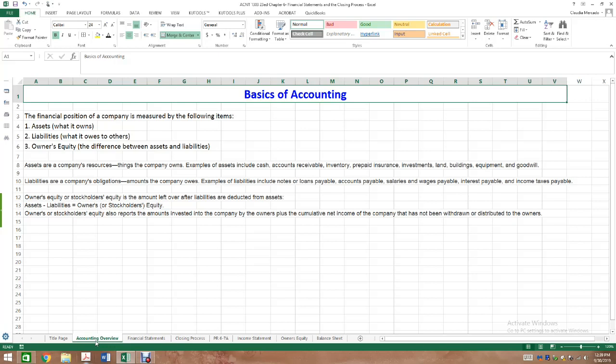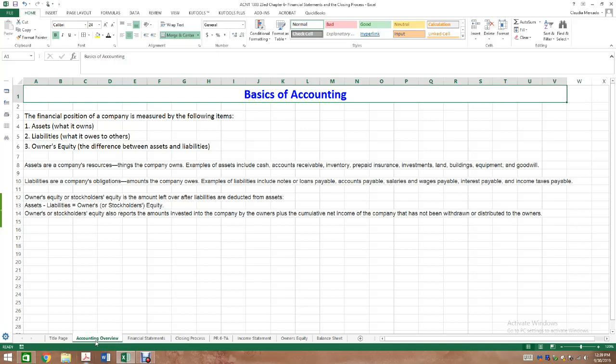Now, this particular chapter is very heavy on the closing process and preparing your financial statements. You will have several problems on your test that deal with preparing financial statements. You do need to know how to prepare your income statement, your statement of owner's equity, and your balance sheet. That will be on your test. So that's the problem that I'm going to be covering.